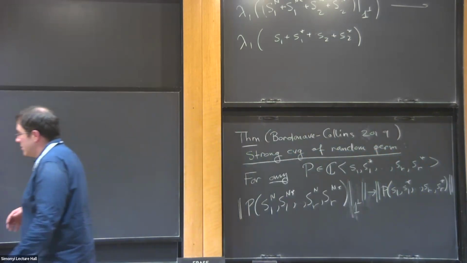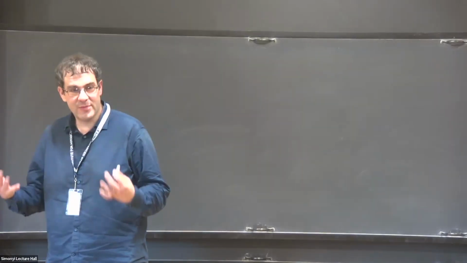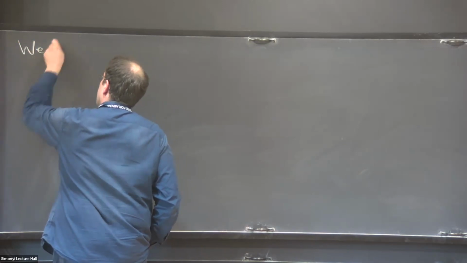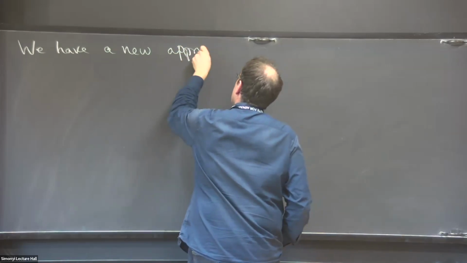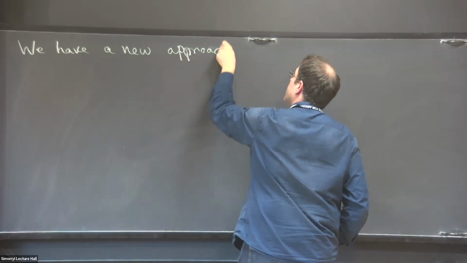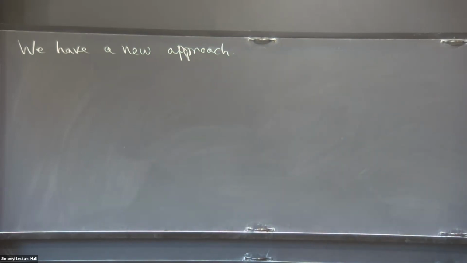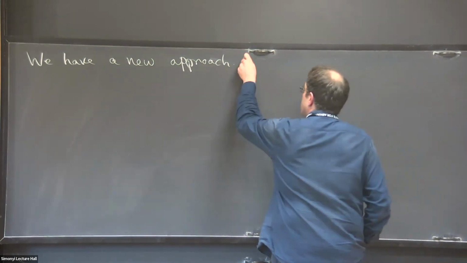So the work I talk about today came as a surprise. It was not something we were expecting. But it turns out that we have a new approach to proving such things. Did Bordenave and Collins use the trace method? They use some very sophisticated version of the trace method. But there are reasons why the trace method cannot be applied well in this situation, and again, I'm going to try to come back to that. So we have a new approach to strong convergence.